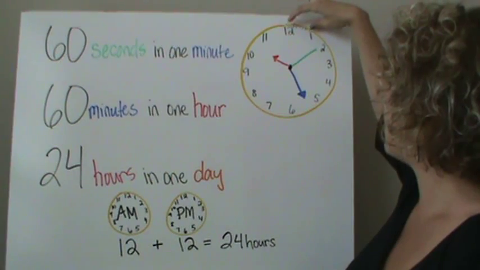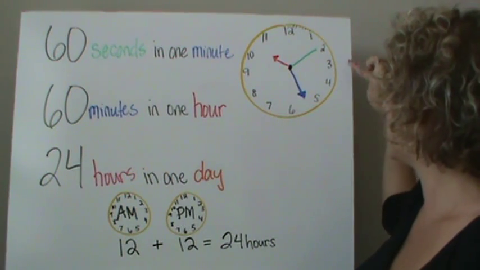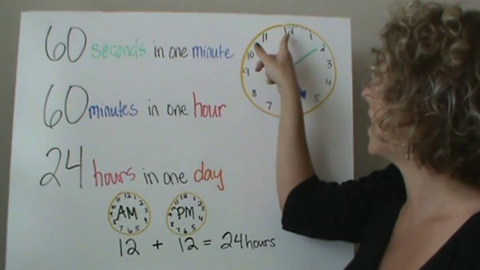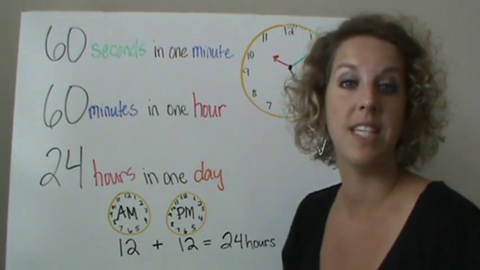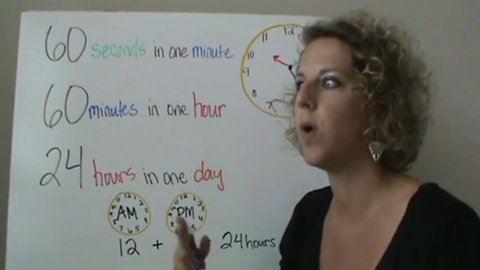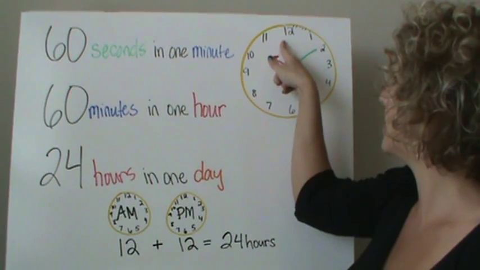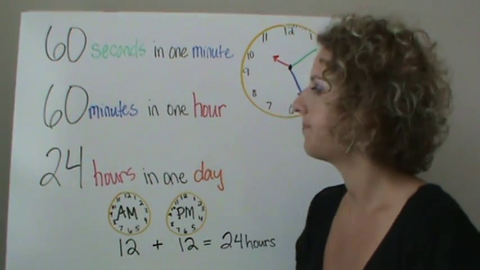And if you count by fives, 5, 10, 15, 20, 25, 30, 35, 40, 45, 50, 55, 60. Now when you get to the 60, you don't say it's 1:60. You would say it's 2 o'clock. For those 00, you would say o'clock.